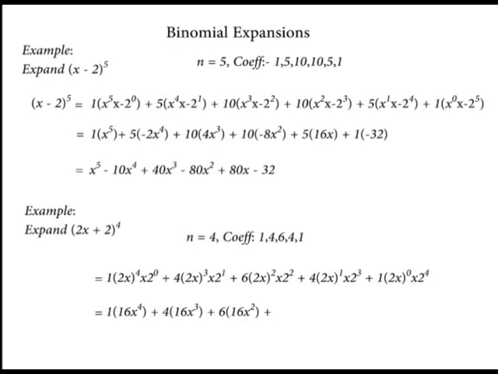Plus coefficient is 4 times (2x)^1 is 2x. 2^3 is 8. 8 times 2x is 16x. Plus 1 times (2x)^0 is 1. 2^4 is 16. And so we complete that and we shall get 16x^4 + 64x^3 + 96x^2 + 64x + 16. And that is the expansion for (2x + 2)^4.